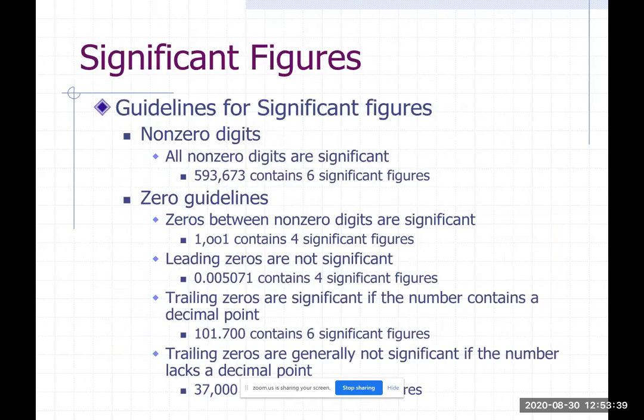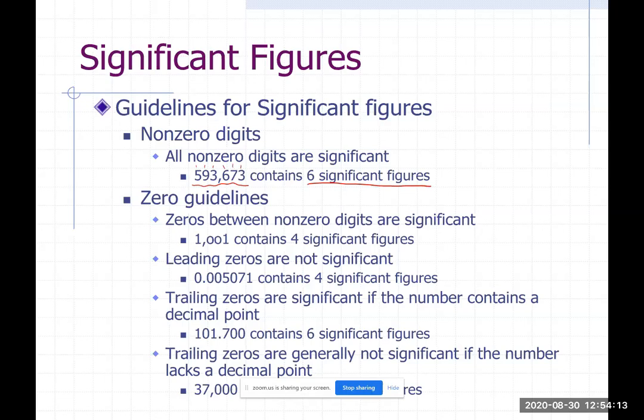Let's look at the guidelines for significant figures, and the guidelines that catch students up the most are the zero rules. The non-zero digits are pretty straightforward. If we have a number like 593,673, like this one here, we have 1, 2, 3, 4, 5, 6 significant figures, because all non-zero digits are considered to be significant. Zero guidelines.